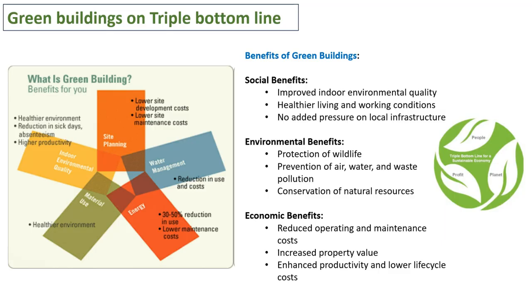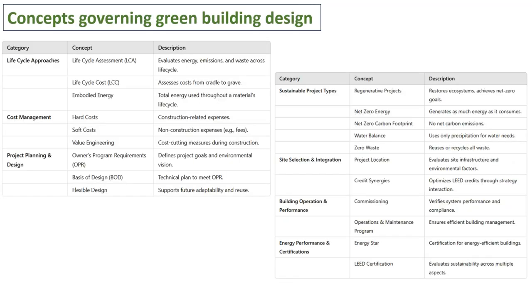That's so straightforward. Then lastly, economical benefits: we can say reduced operating and maintenance cost and increased property value. Yes. When somebody says we are eco-friendly, they would be costlier, right? But there is enhanced productivity and lower life cycle cost, right? So considering the green building in a given society, these are the three bottom line perspective benefits, directly and indirectly, right?